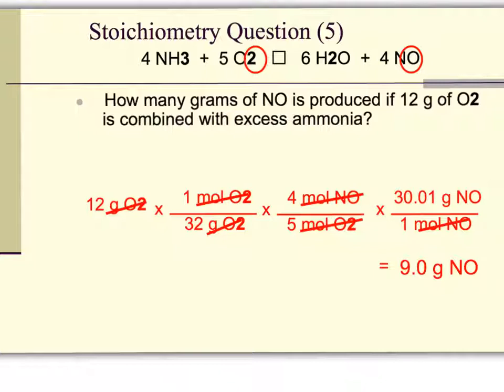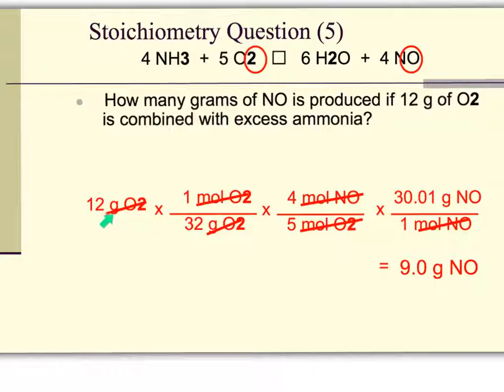One final example. How many grams of nitrogen monoxide are produced if 12 grams of oxygen is combined with excess ammonia? Notice that we have our balanced equation. The excess ammonia means that we will ignore this in our chemical equation. As we look, we will identify oxygen as chemical A and nitrogen monoxide as chemical B. We will plug our numbers into our equation.